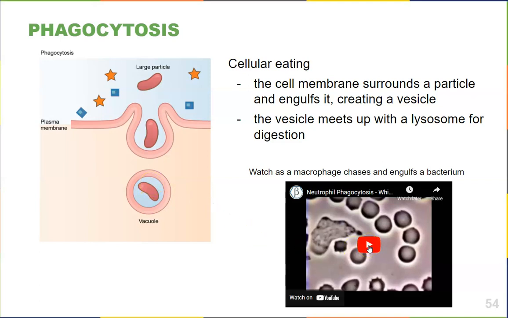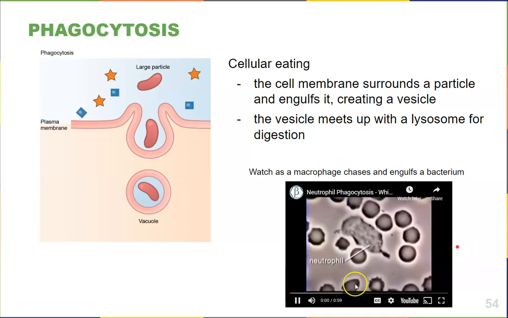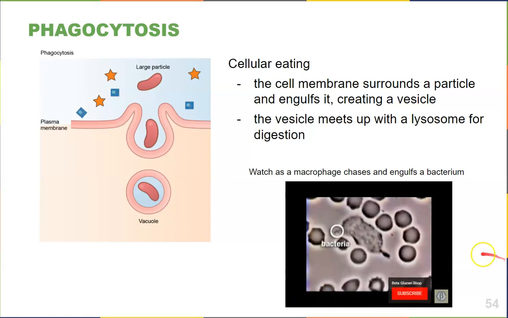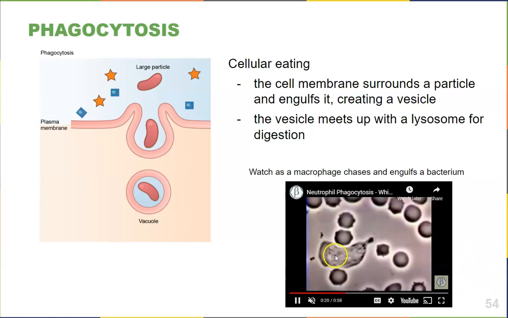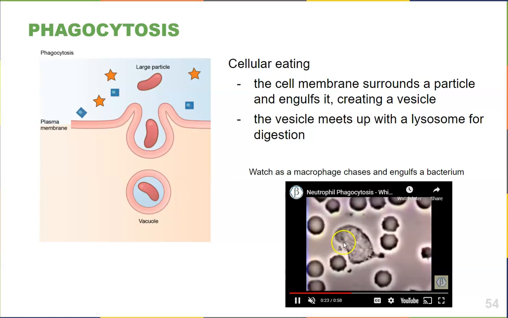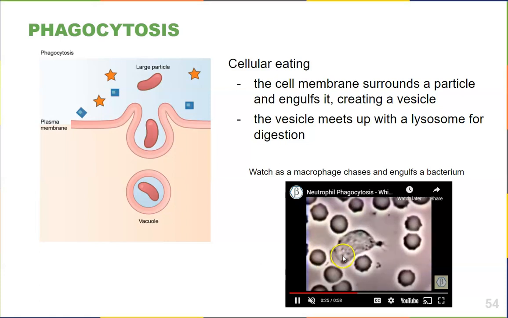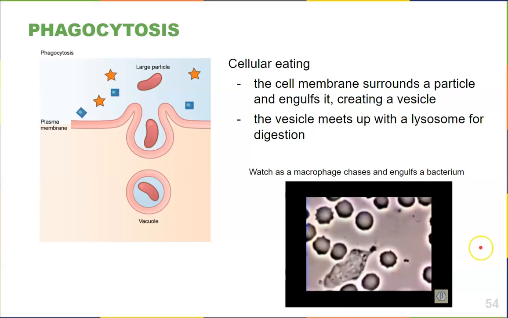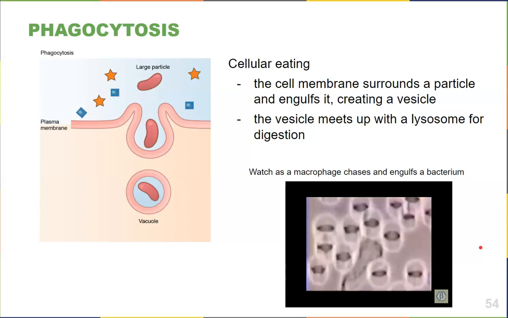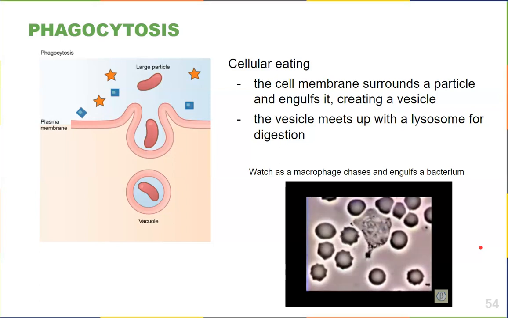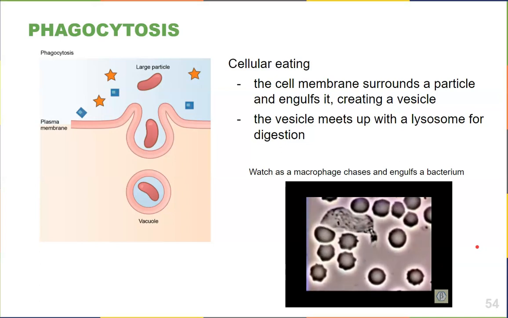So if we take a look at this video, a macrophage is going to chase and digest a bacteria cell. Neutrophils are white blood cells. So notice how the white blood cell is chasing it, and eventually the bacteria loses and the white blood cell wins, and it takes that whole bacteria in by phagocytosis. Just like that. So it happens very quickly.